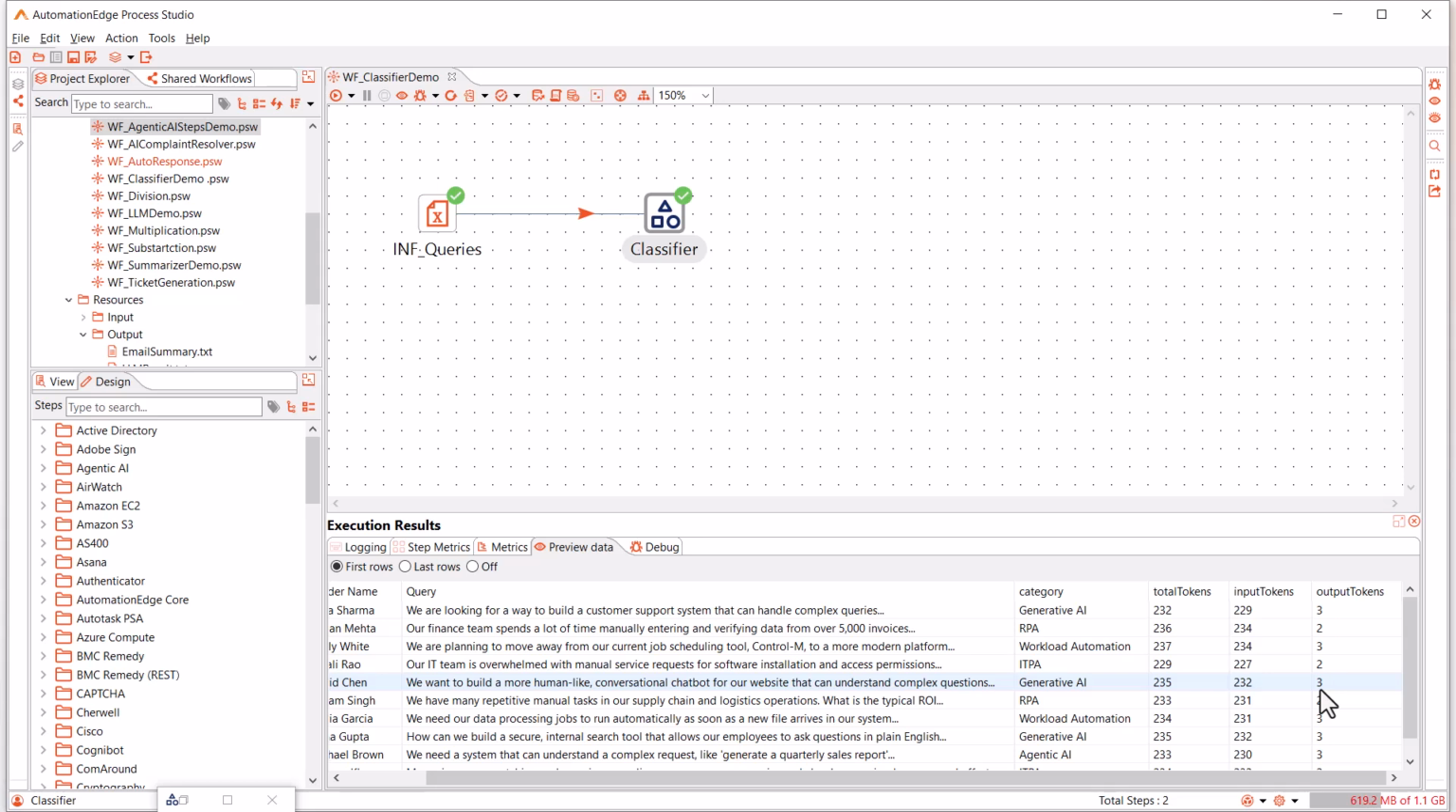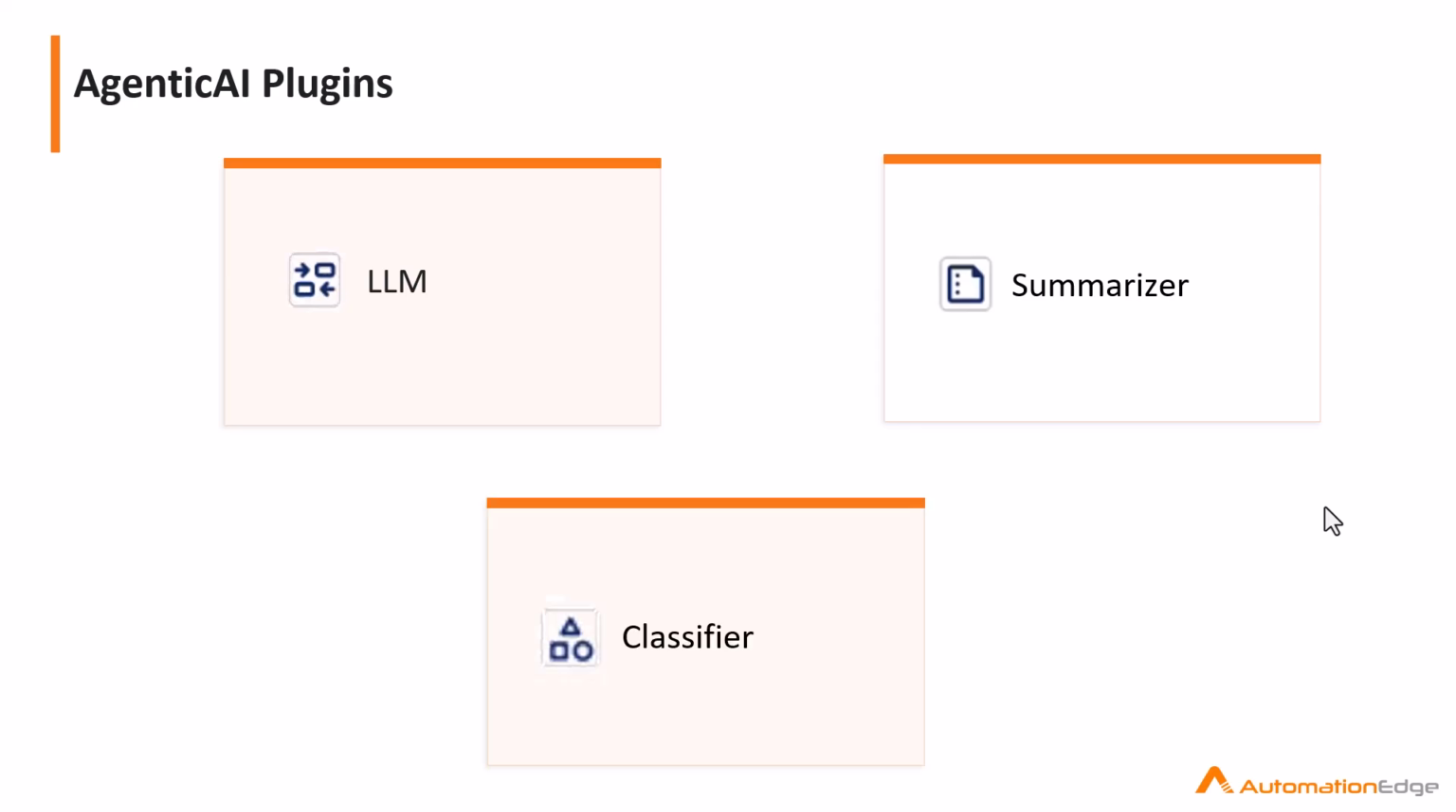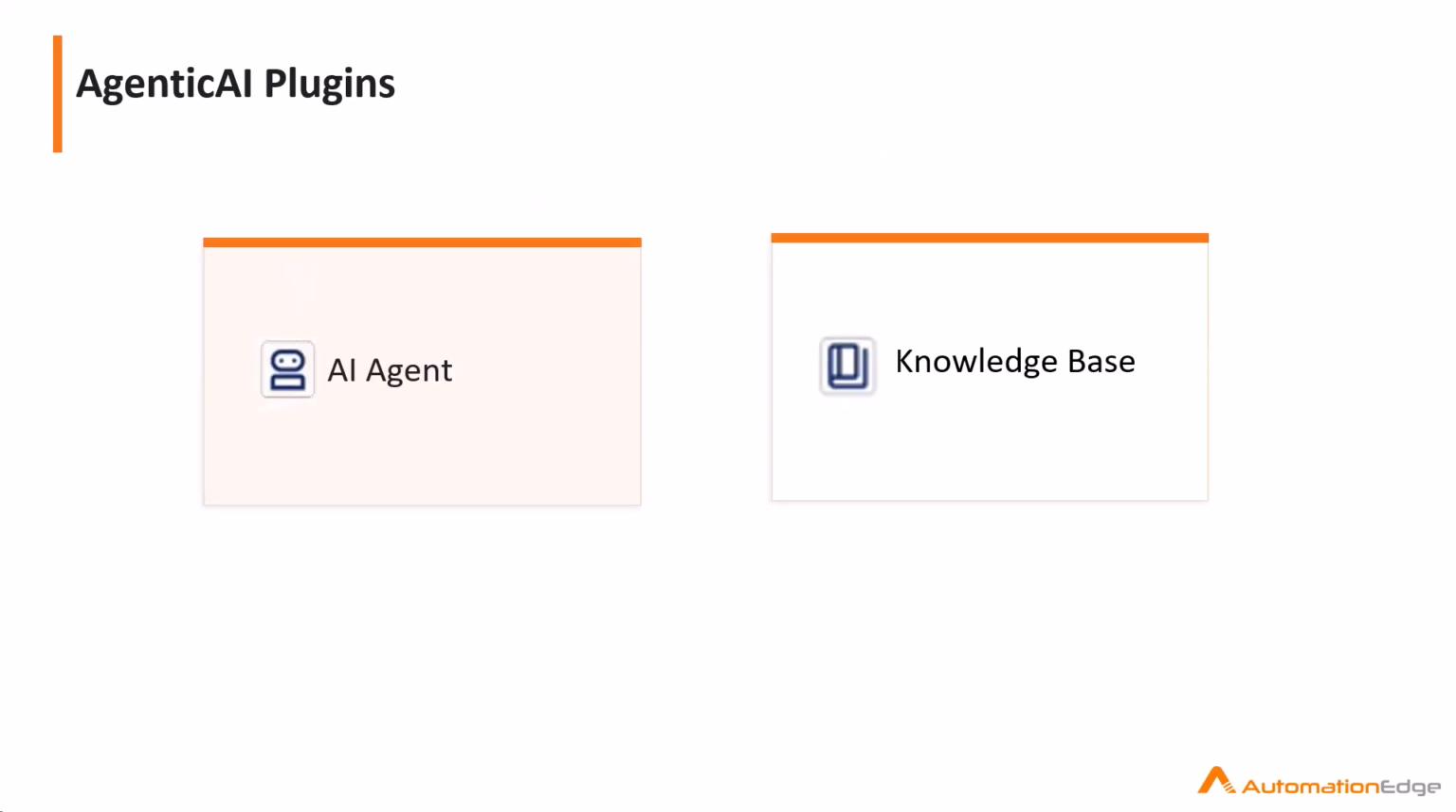So, to summarize, in this video we explored the LLM, summarizer, and classifier plugins and learned how they can help automate content understanding and decision-making. In part 2 of the Agentic AI series, we will explore the Agentic AI and knowledge base plugins.